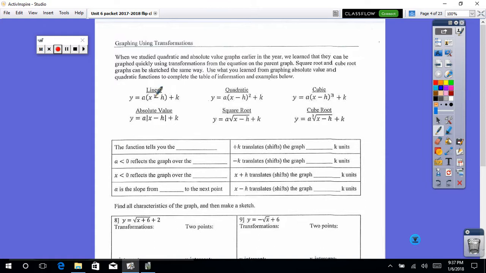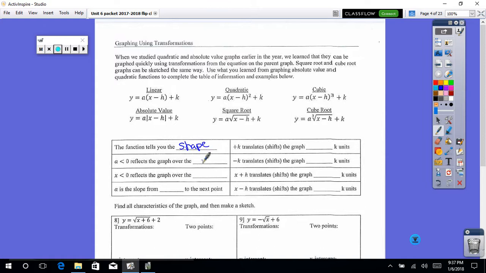Okay, so look at these 6 equations right here. They're just equations, and all of them have an h and k added to them. Okay, we remember from circles and vertex and all that stuff that h and k are x and y coordinates. H stays with the x, k is always with the y. Okay, the function itself tells you the shape of the graph.